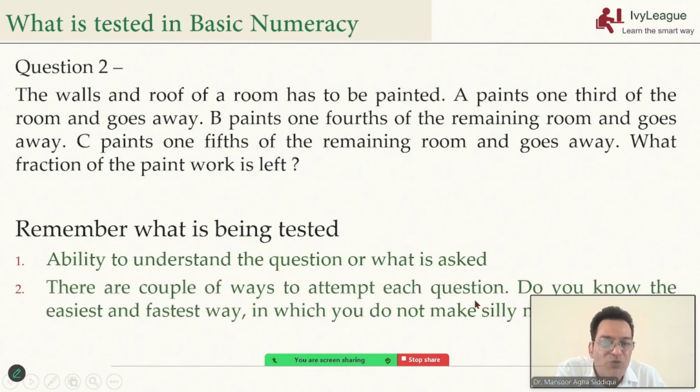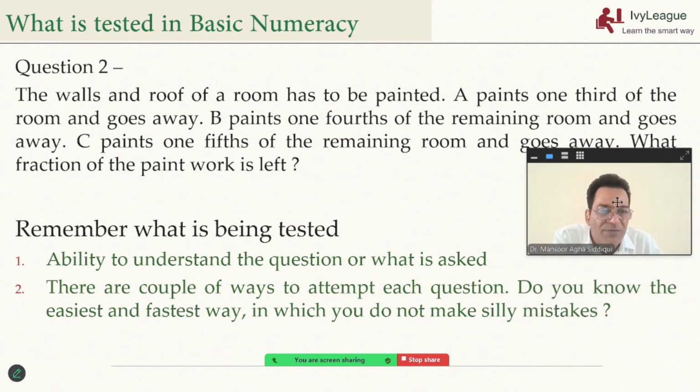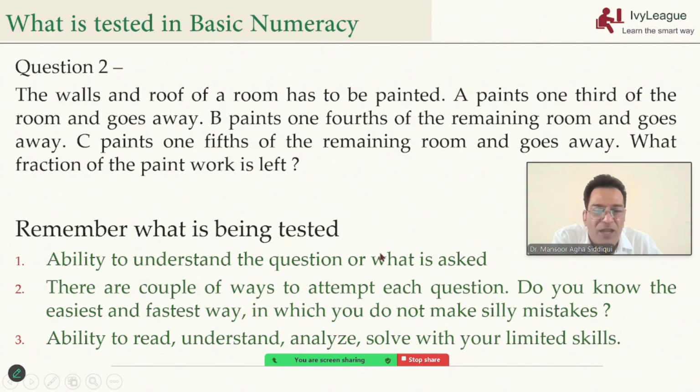There are many ways to attempt each question. What is being tested is, do you know the easiest and the fastest way by which you do not make silly mistakes? There are some methods in which you can make more silly mistakes, other methods in which you make fewer silly mistakes. So you have to know the right method of doing this question in which fewer silly mistakes will happen. And your ability to read this question properly, understand it, analyze it, and solve it with whatever limited amount of mathematics skills you have is being tested here.